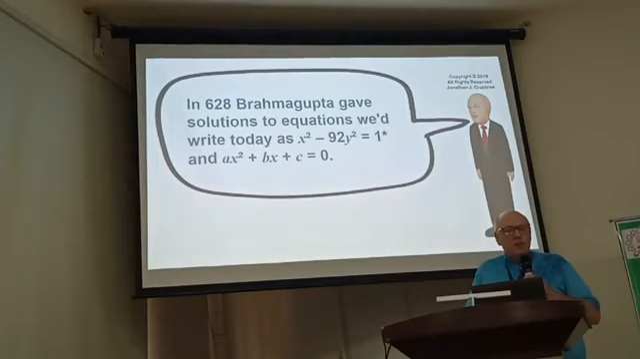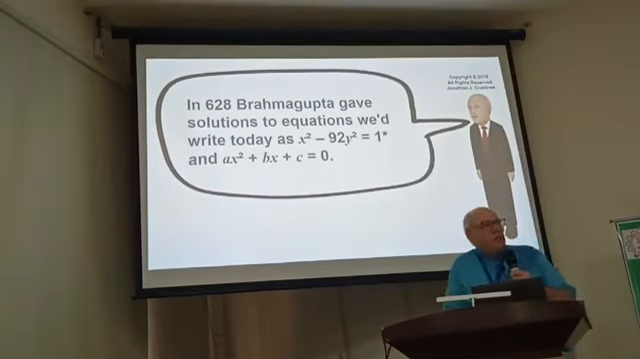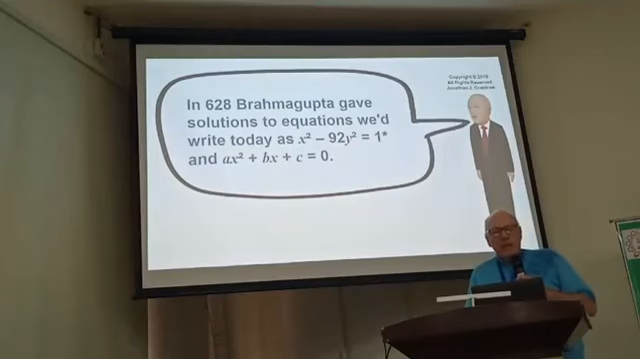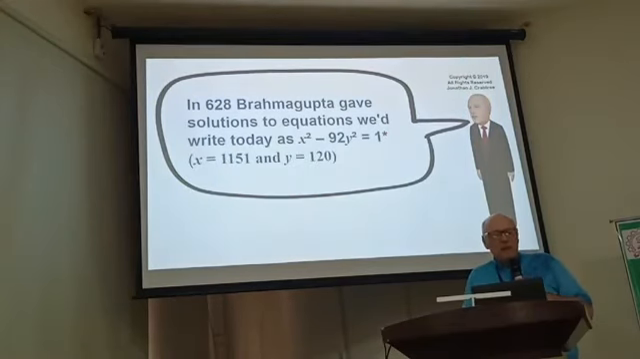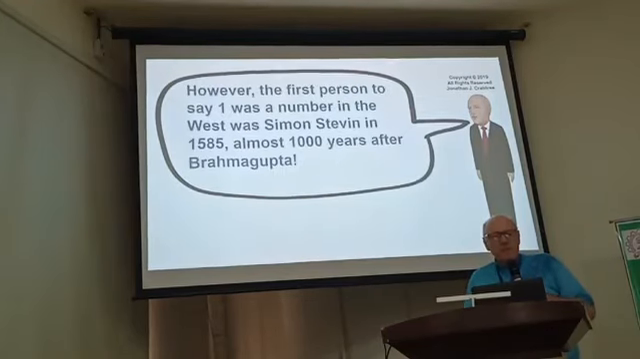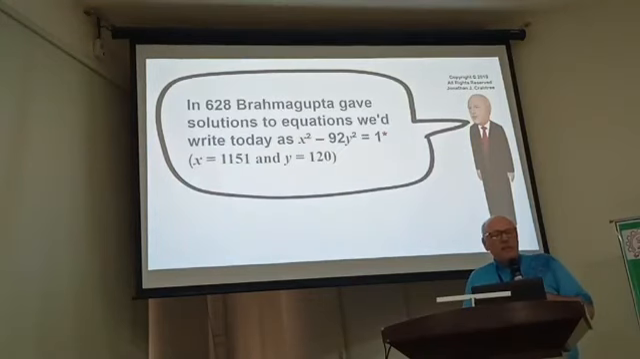In the year 628, Brahmagupta gave solutions to equations we'd write today, such as x squared minus 92 y squared equals 1, and ax squared plus bx plus c equals 0. And that's the minimum answer to that equation, if you wanted to have some fun and work it out. However, that's the sort of stuff Brahmagupta was doing in 628.